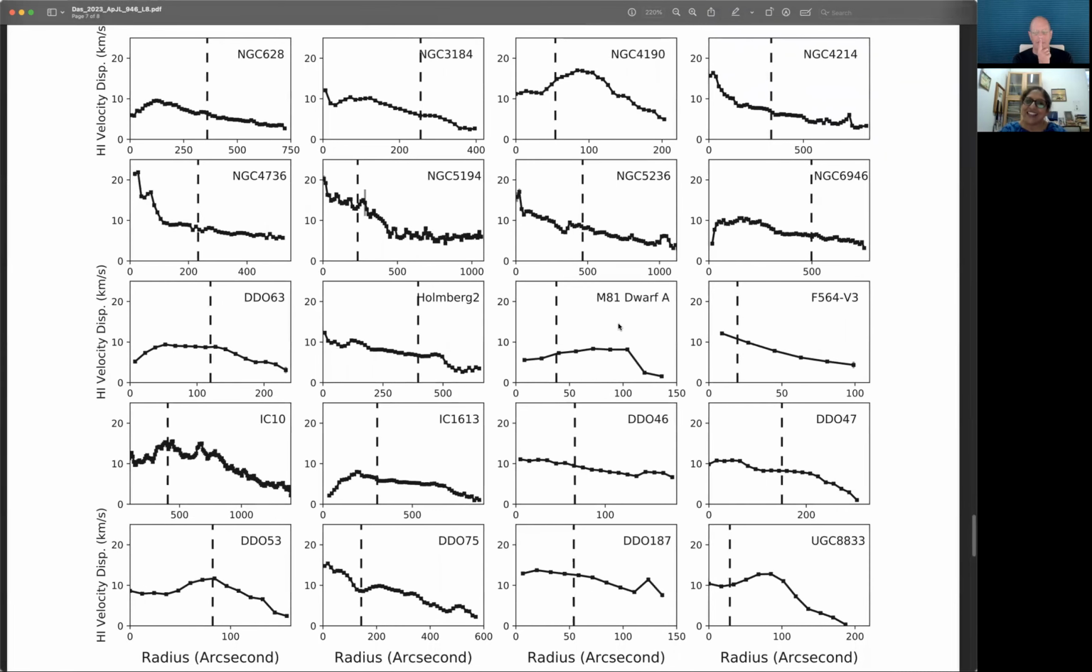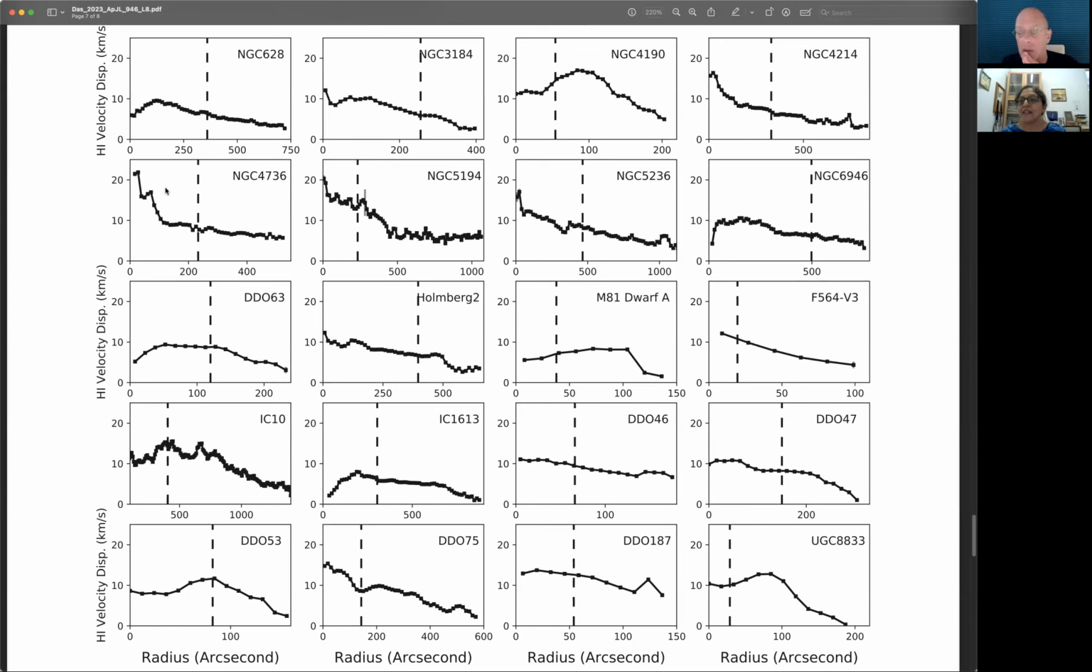So you can see the velocity dispersion seems to be kind of similar for nearly all the galaxies, and that really surprised me. In the centers of galaxies, it's sometimes a bit turbulent, like 4736. In the center, it rises. Yes, right here. That could be due to star formation, right? But we want equilibrium.